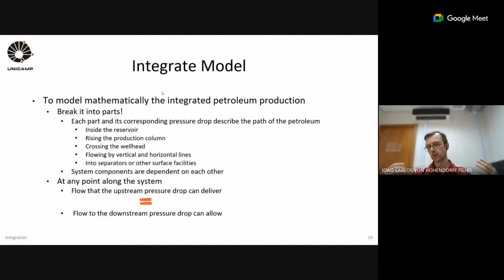There are a lot of studies in terms of the reservoir. There are a lot of studies in terms of multi-phase flow in pipelines. There are a lot of studies in surface facilities, but generally we don't consider this dependence. We define some boundary conditions for each model and try to evaluate its behavior. But in our case, we want to integrate all together, and try to obtain the behavior of each model operating together.